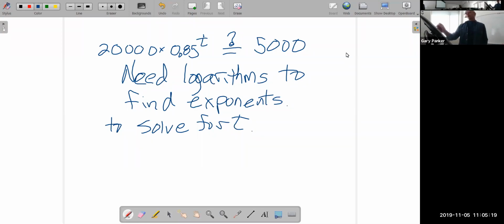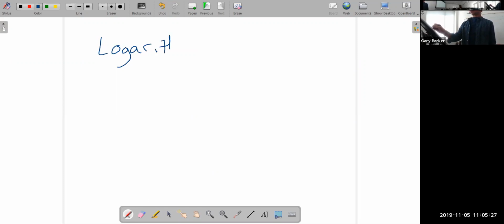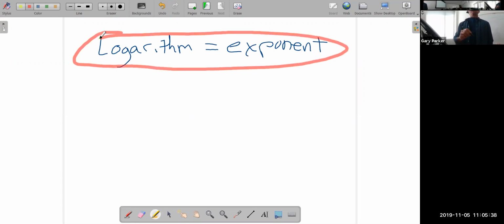So again, if we want to know what t is, we need a logarithm. If you look up logarithm in a dictionary, you'll find that a logarithm is an exponent. So this is super important rule number one about logarithms. Logarithm and exponent are synonymous. They mean the same thing.